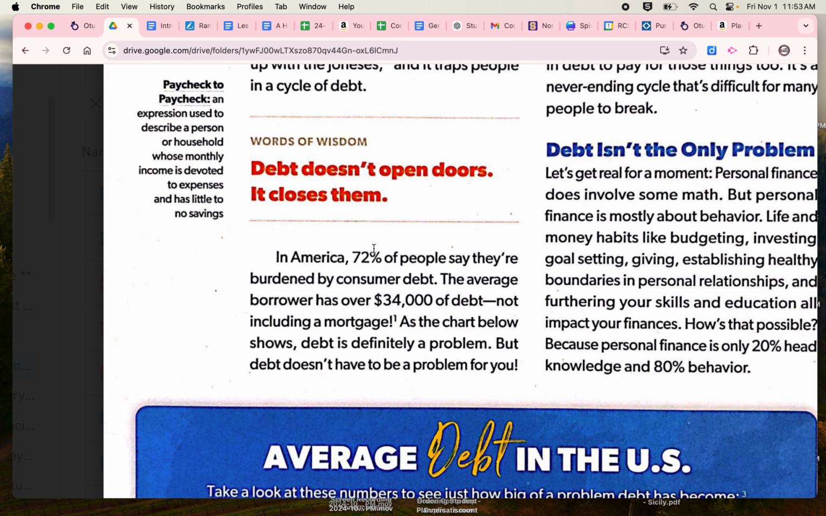So in America, 72% of people say they're burdened by consumer debt. So most people have debt and they feel a burden, like a weight on their shoulders. The average borrower has over $34,000 of debt, not including a mortgage. So this is like credit card debt. This could be a car loan. As the chart below shows, debt is definitely a problem, but it doesn't have to be a problem for you.